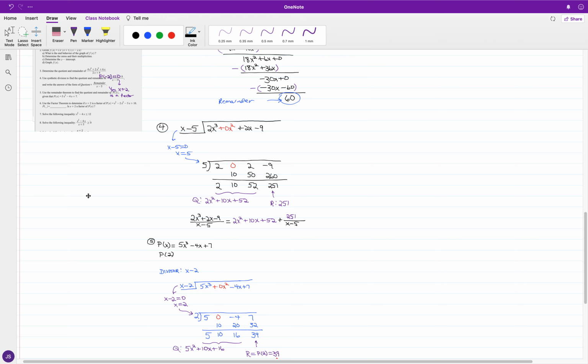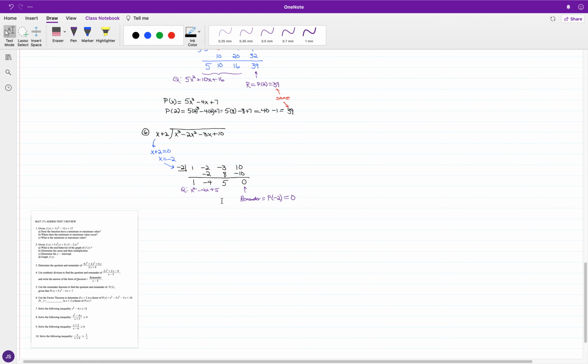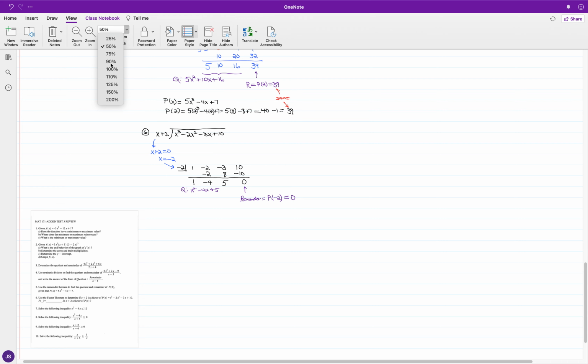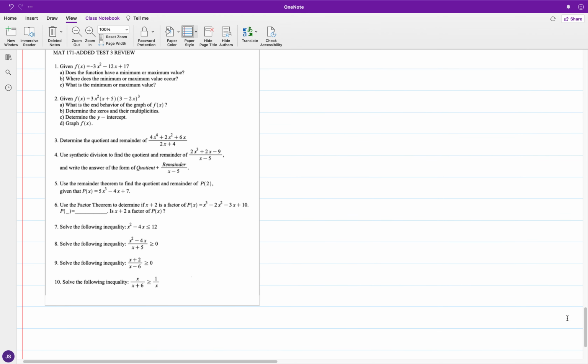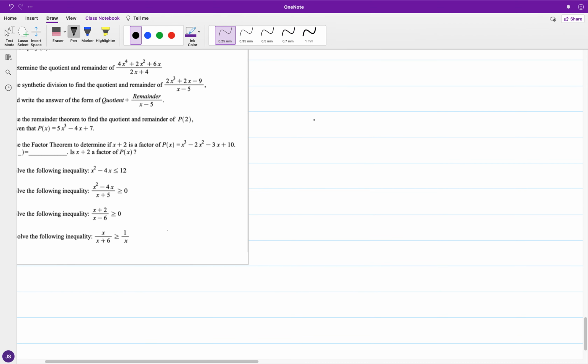And so just looking at what we have now with the inequalities. With number 7, you have a polynomial inequality: x squared minus 4x is less than or equal to 12. If I rewrite this as a comparison to 0 inequality, I have x squared minus 4x minus 12 is less than or equal to 0.